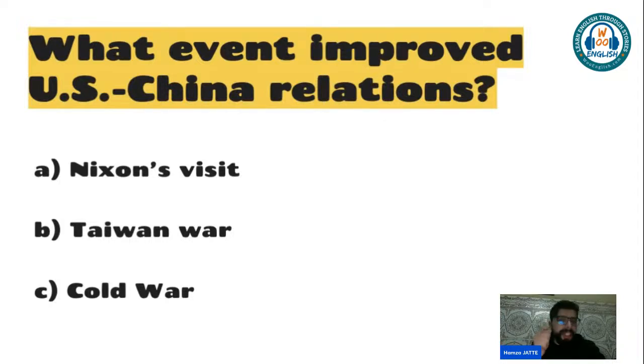So of course there have always been some conflicts between the United States and China, but there was one event that kind of improved the relationship between the two countries. Was it Nixon's visit to China, Taiwan War, or the Cold War? And I think the answer is very clear here. A, says Lise.